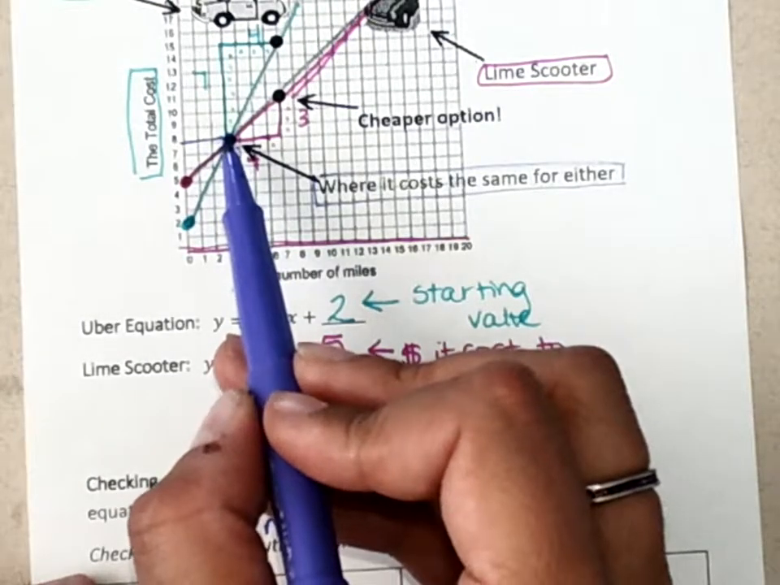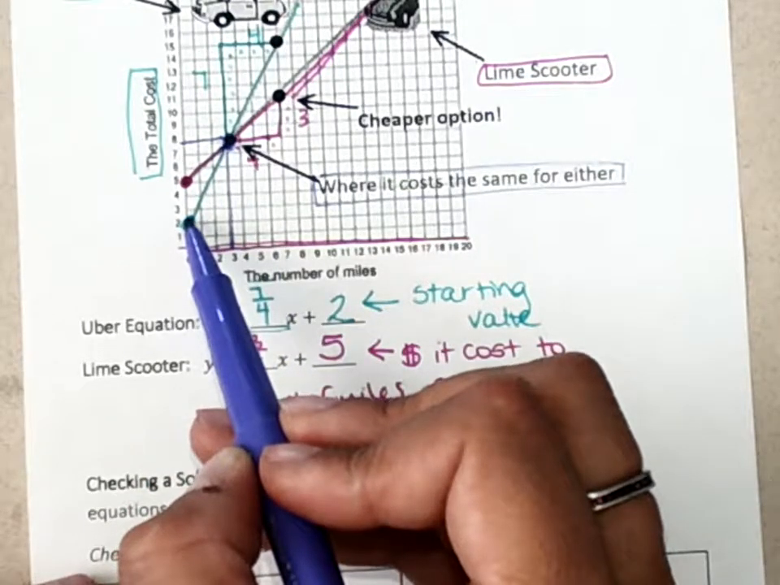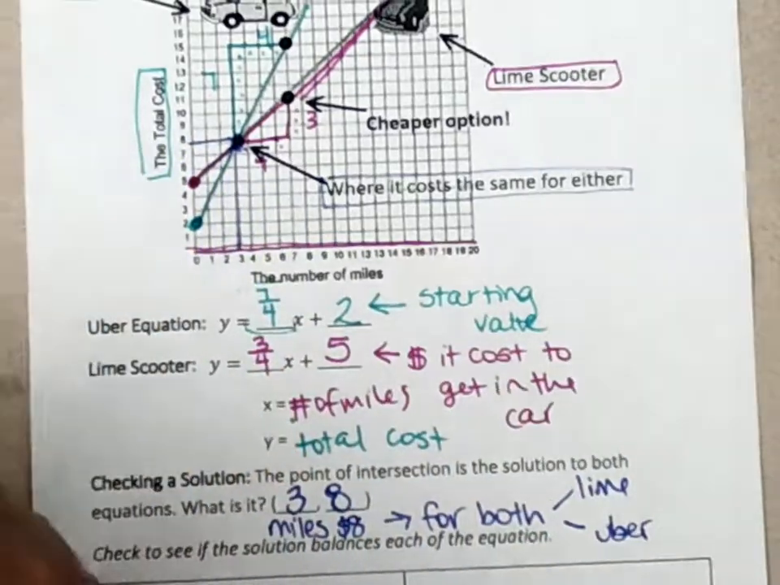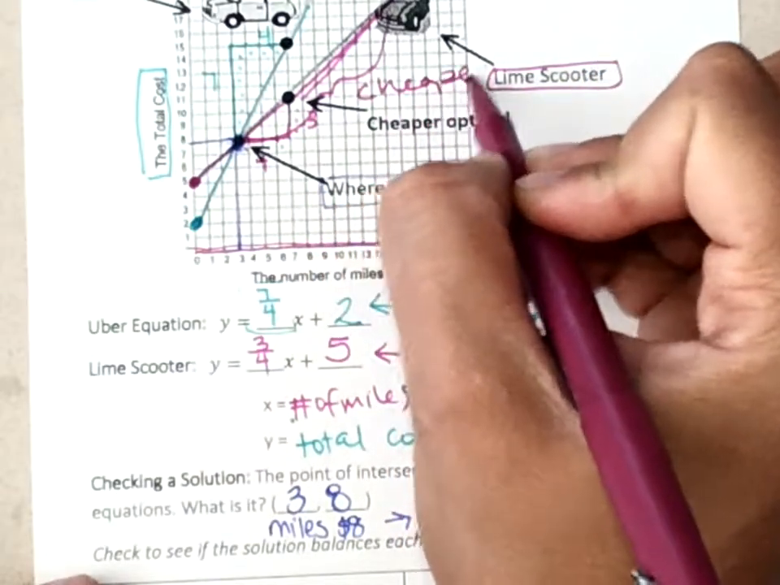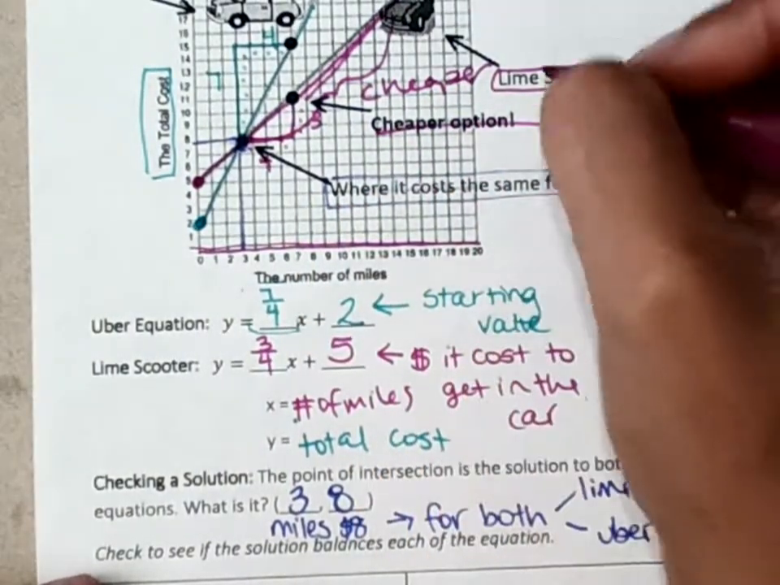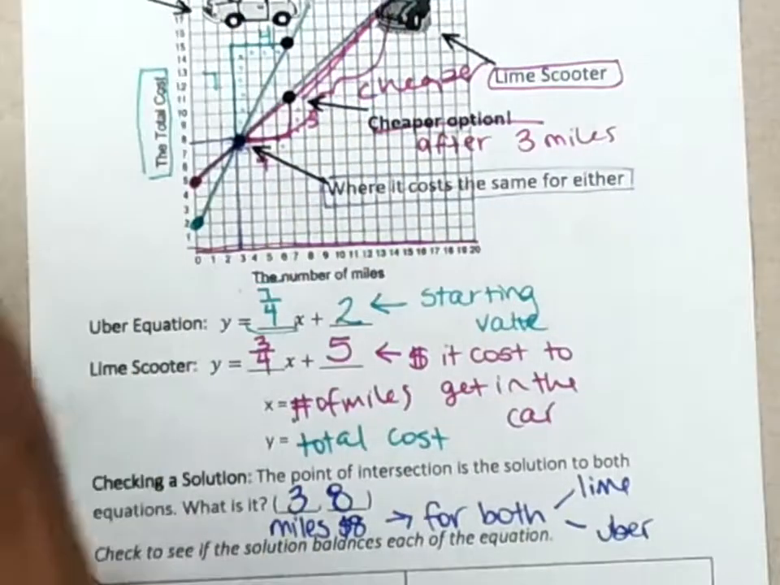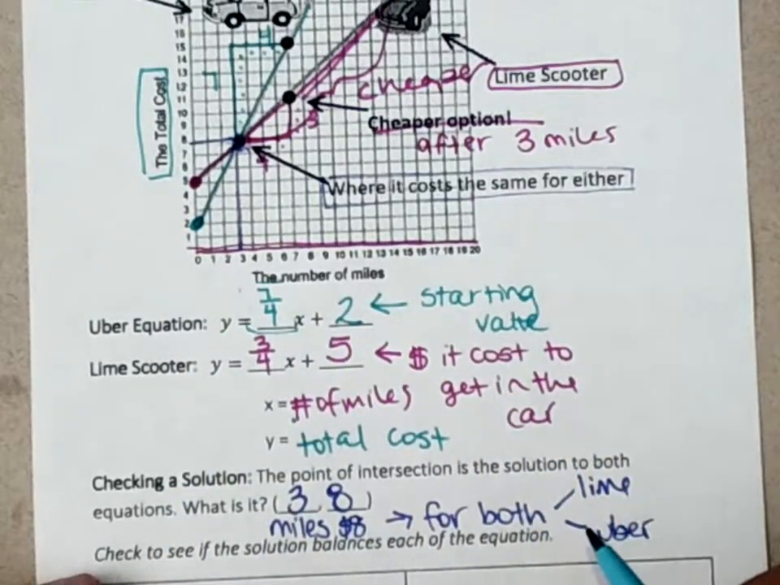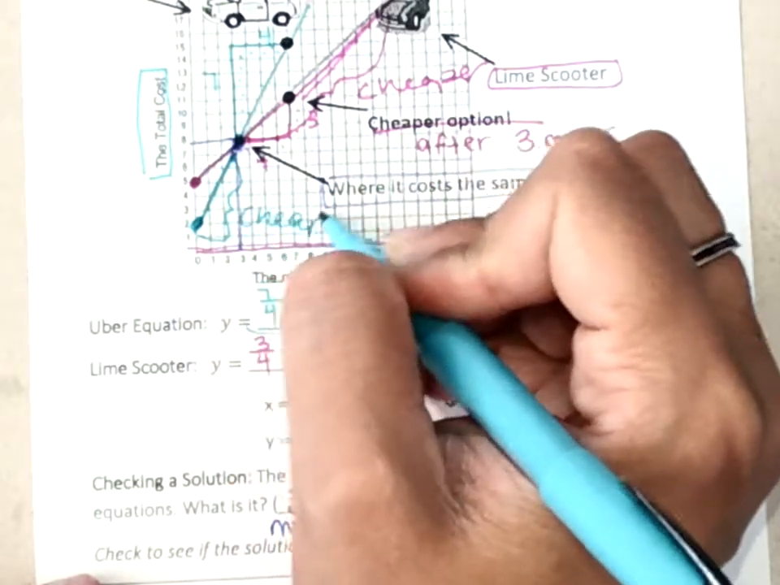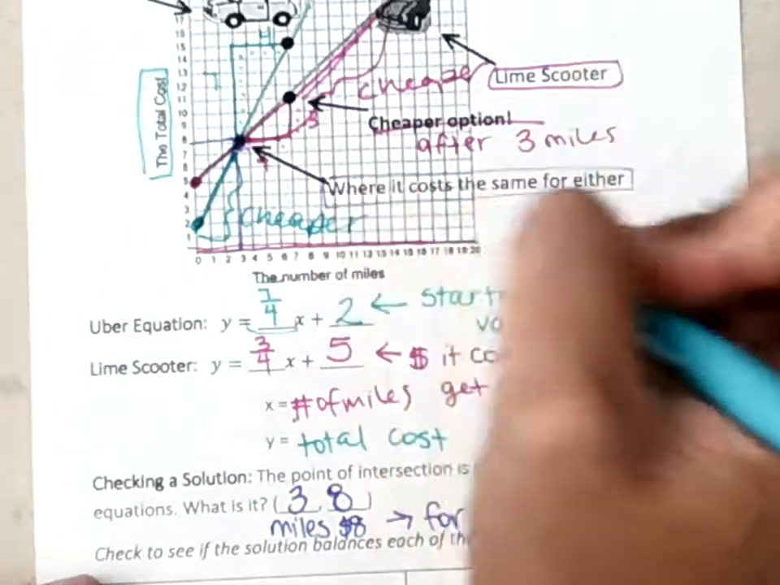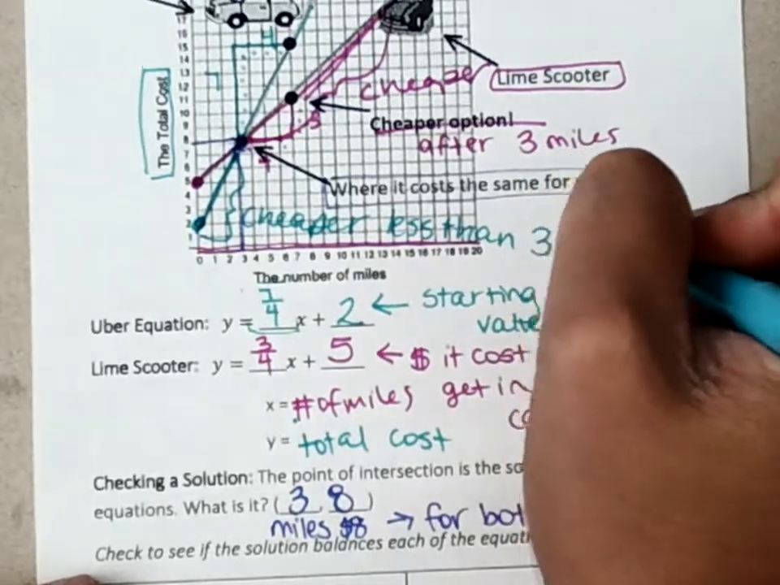So if you're only going 3 miles, it doesn't matter which one you take. If you're going further than 3 miles, you want to take the cheaper option. We know that the cheaper option is going to be a Lime Scooter after 3 miles. The cheaper option before 3 miles, if you're going somewhere close, would be the Uber if you're going less than 3 miles.